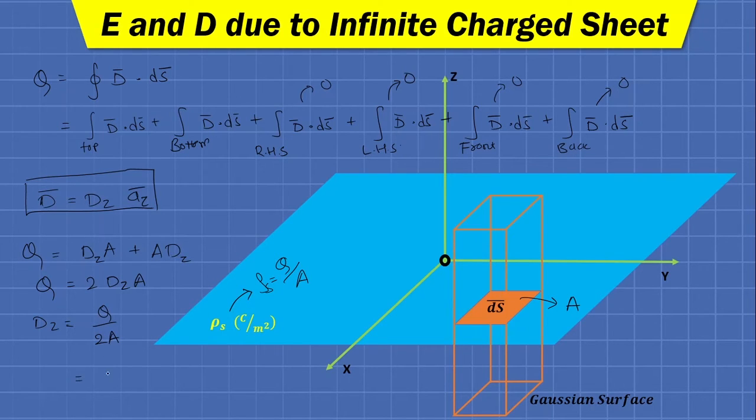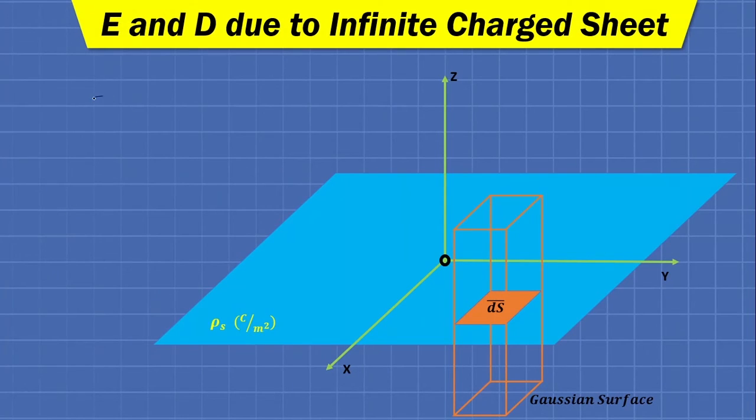Now putting rho s in place of Q by A, we are having dz equals rho s by 2. Fine. So we can write d bar equals rho s by 2 az bar coulomb per meter square. So this is the formula for flux density, and now using this relation E bar equals d bar upon epsilon 0, we are having rho s upon 2 epsilon 0 az bar.